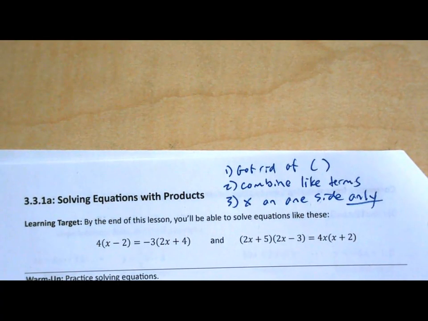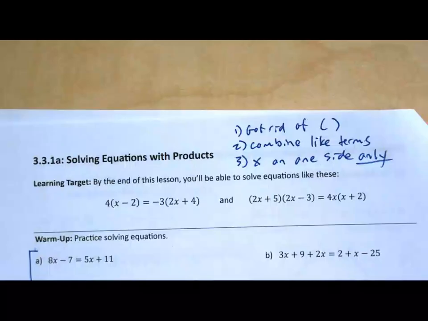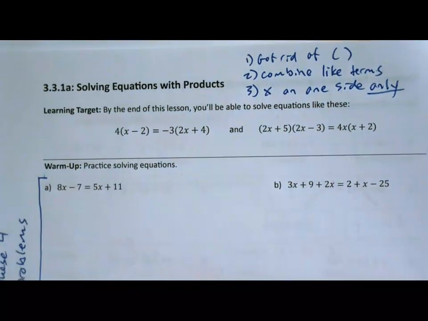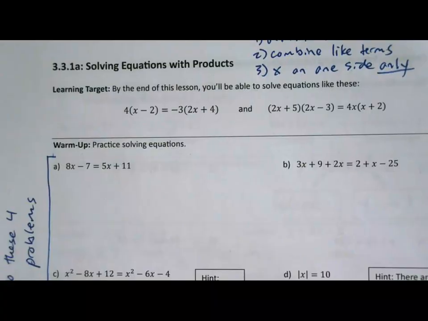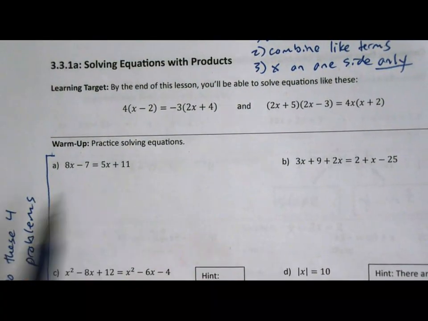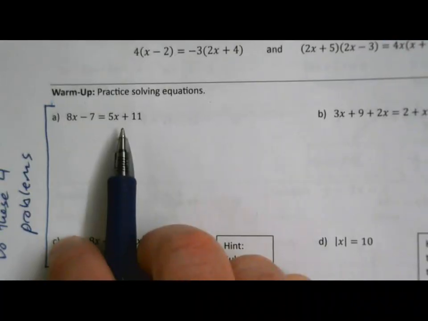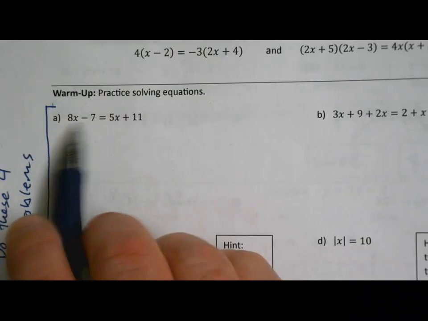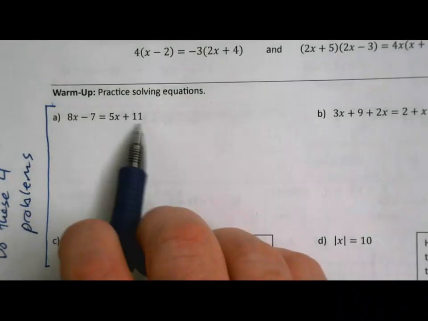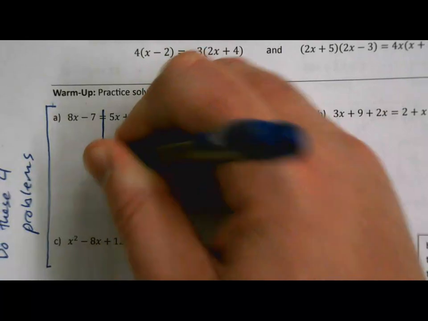So I'm just going to run through the warm-up problems. This is right in your packet. Our warm-up problems are at the beginning of the lesson here. So I look through this equation. I don't see any parentheses to deal with, so step 1's good to go. On this side, there's no like terms. We can't combine those. Same thing over here. So, we're not ready to get started.